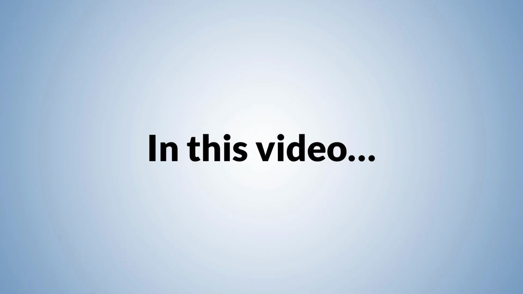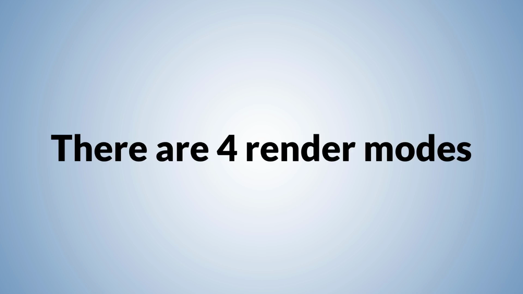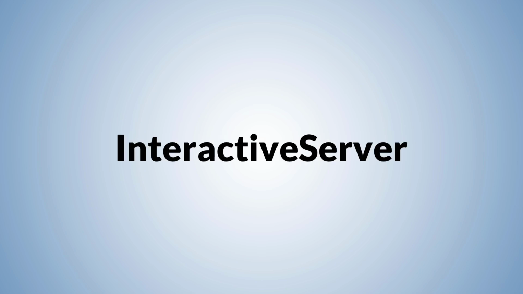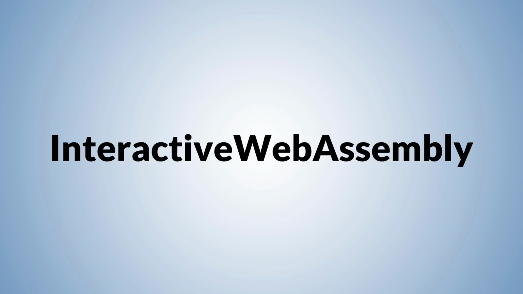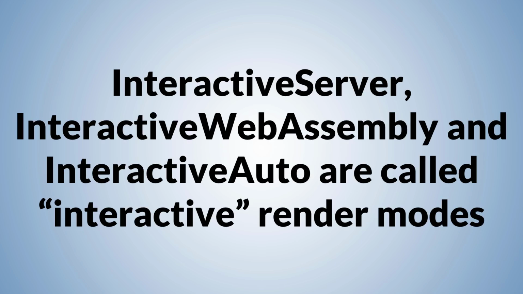In this video, we'll talk about the different render modes available in Blazor in .NET 8. There are 4 render modes available in Blazor in .NET 8. We have the static render mode, InteractiveServer render mode, InteractiveWebAssembly render mode, and the InteractiveAuto render mode. Of these render modes, InteractiveServer, InteractiveWebAssembly, and InteractiveAuto are called interactive render modes. Let's see how all these render modes work.